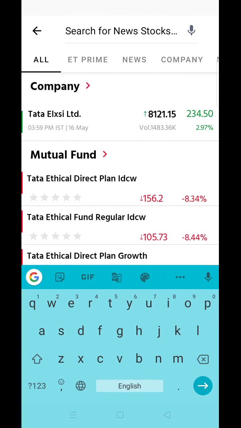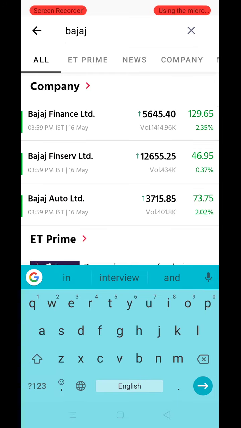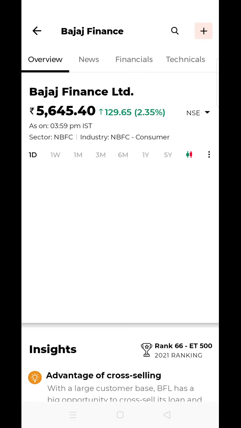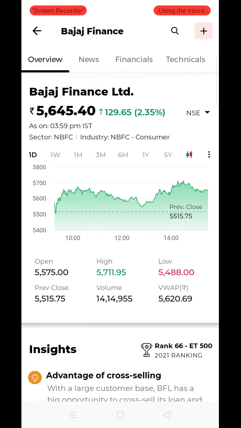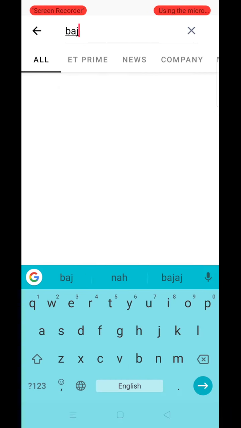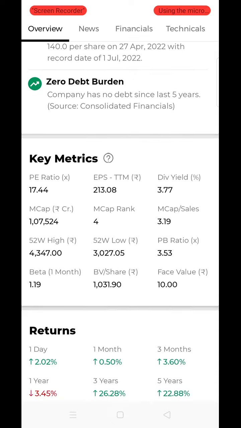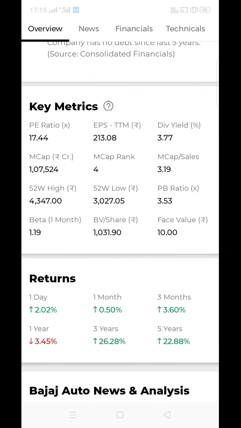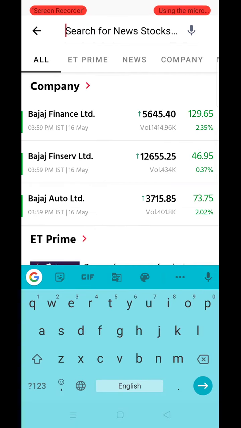Now let's look at Bajaj Finance, even that is a good name. Let's have a look at it. 48. So it's a premium brand. It definitely commands a premium valuation all the time. It's one of the leaders in that space. Let's look at Bajaj Auto. So Bajaj Auto is available at 17x, which I think is reasonable. For long term, it is reasonable.